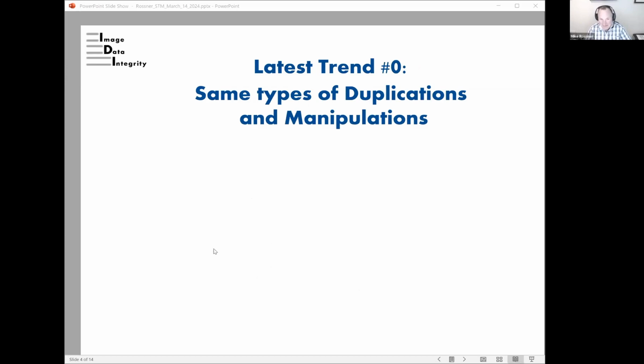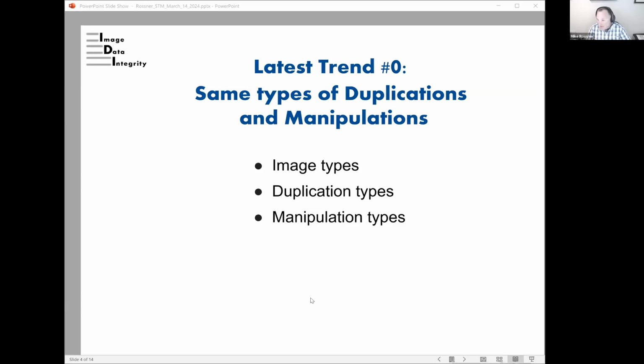And that is that in the types of investigations that I'm doing, I am seeing the same types of duplications and manipulations that I've been seeing for the last 20 years. These are manipulations in the same image types, blots, micrographs, etc. Same duplication types, direct duplications, altered duplications with flips, rotations, etc. Same manipulation types, splices, copy paste, etc. And the most common one, same inconsistencies between control and experimental blots.